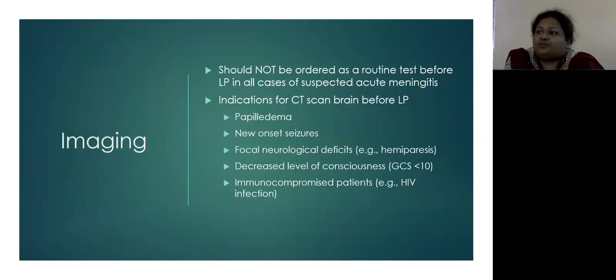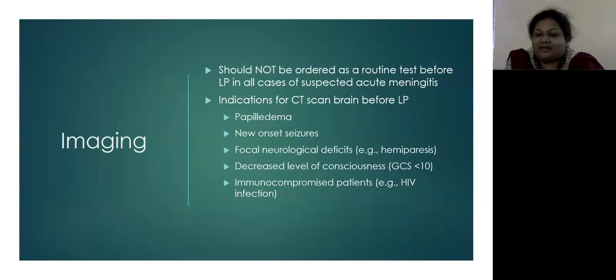When do you have to do it? You only do it when you suspect papilledema, there are seizures, there are focal deficits, the person's sensorium is low, or in any immunocompromised patient. You do not have to order it as a routine. Unless you suspect one of these, don't do it, because you would delay. It's not about doing it, it's about the delay.